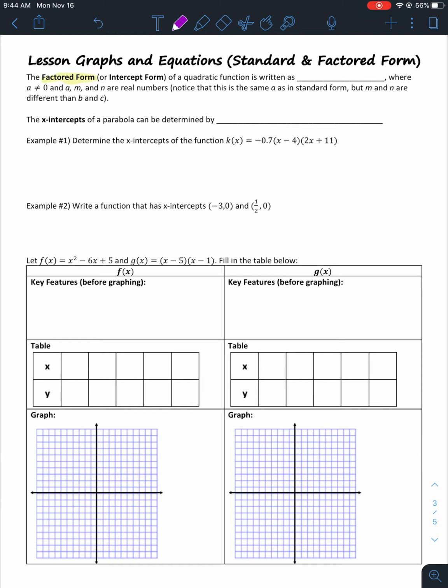So factored form is when you're given a quadratic with factors. So I'm just going to write down the general formula for that, which is a times x minus m times x minus n.